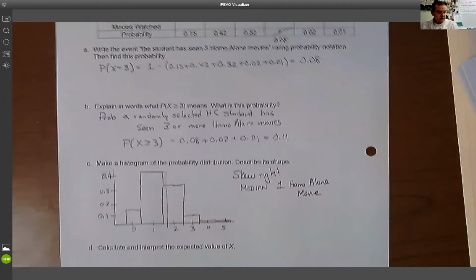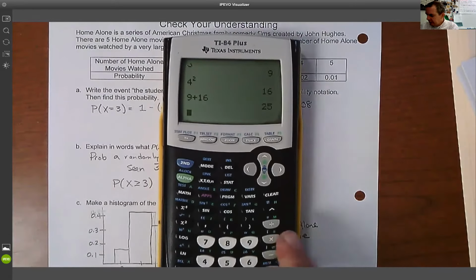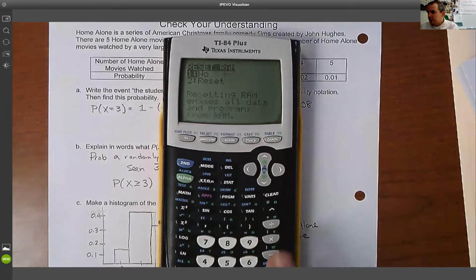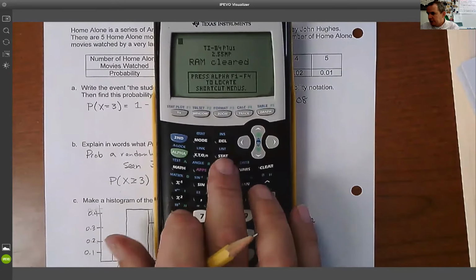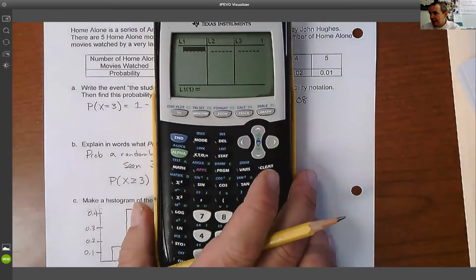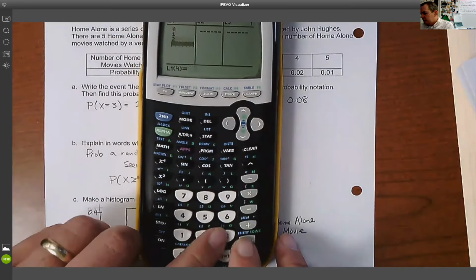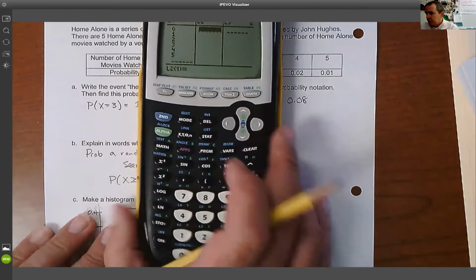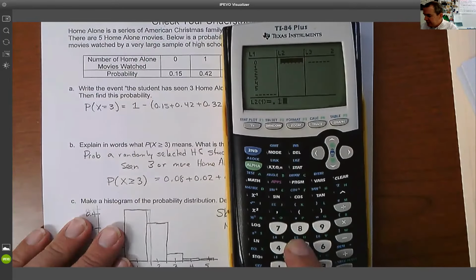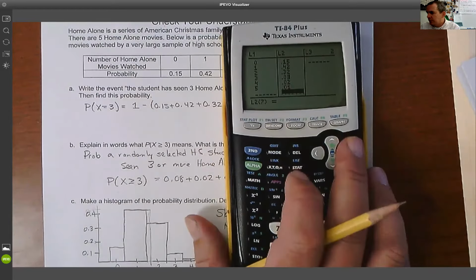Okay, now how to do the expected value. I want to show you how to do that in the calculator. So you're going to turn it on. You're going to do second plus 7, 1, 2 to clear it. Now you're going to hit the stat button, hit 1 for edit. I'm going to put all of my outcomes in L1. The outcomes are 0 through 5, so we're going to do 0, 1, 2, 3, 4, 5. And we're going to do the corresponding probabilities: 15%, 42%, 32%, 8%, 2%, and 1%.